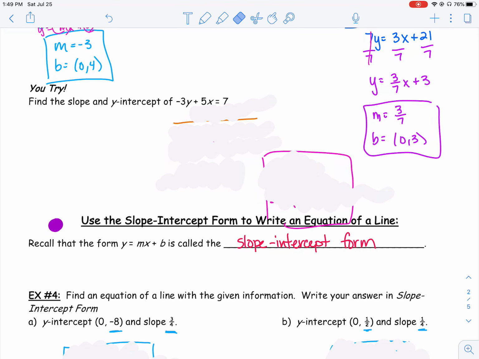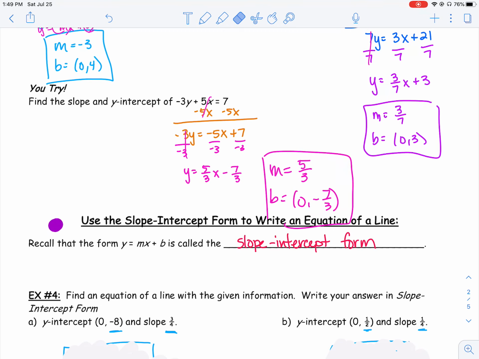All right, did you subtract 5x from both sides? That left us with a negative 3y equal to negative 5x plus 7. Then did you divide every single term by negative 3? Once we do that, we end up with the equation y equals, you see those two negatives make me a positive 5/3 x, minus 7/3, or you could say plus a negative 7/3. So that means my slope is 5/3 and my y-intercept is 0, negative 7/3.